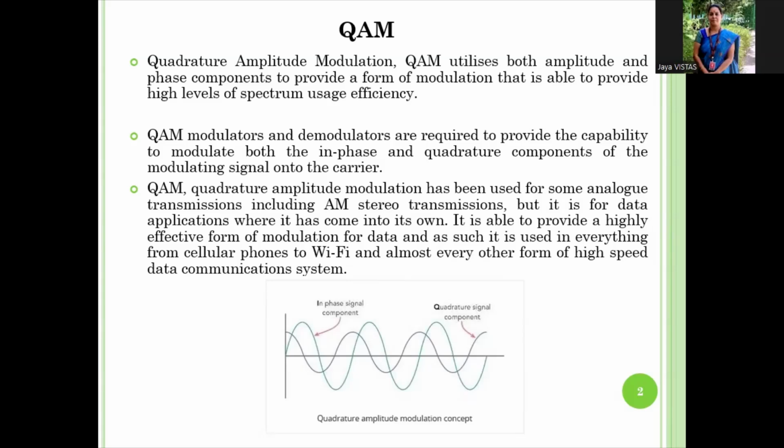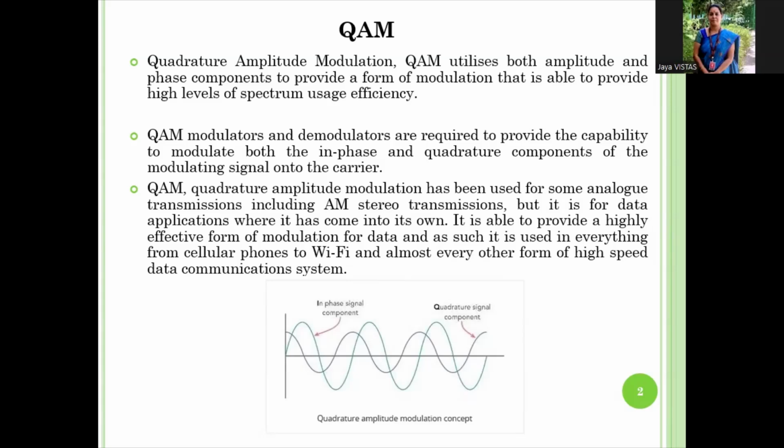Here the amplitude of the carrier wave is varied in accordance with the modulating signal. So that is amplitude modulation. But in quadrature amplitude modulation, both amplitude and phase components provide a form of modulation. That is able to provide a high level of spectrum usage efficiency. So the spectrum utilization is very efficient in quadrature amplitude modulation.